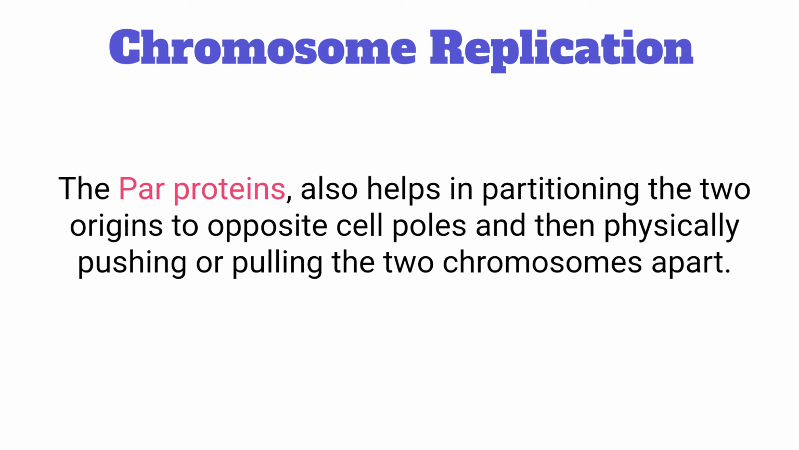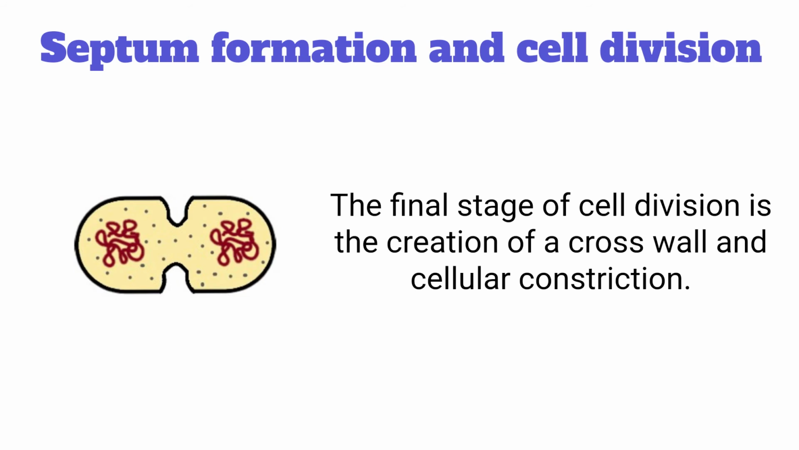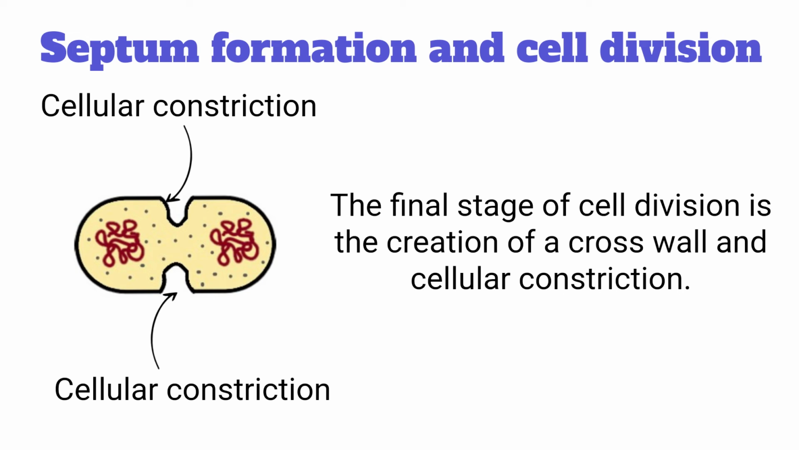Another group called Par proteins also helps in partitioning of the two origins to opposite cell poles and then physically pushing or pulling the two chromosomes apart. Upon completion of the chromosome replication and Z ring formation, the cell embarks on the final stage of the division, marked by the creation of a crosswall and cellular constriction.